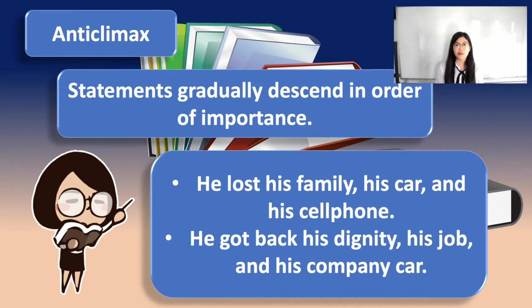So family comes first among the three. Family is more important, followed by a car because it's more expensive than a cell phone. So statements gradually descend in order of importance. Another example of anticlimax is this one. He got back his dignity, his job, and his company car.